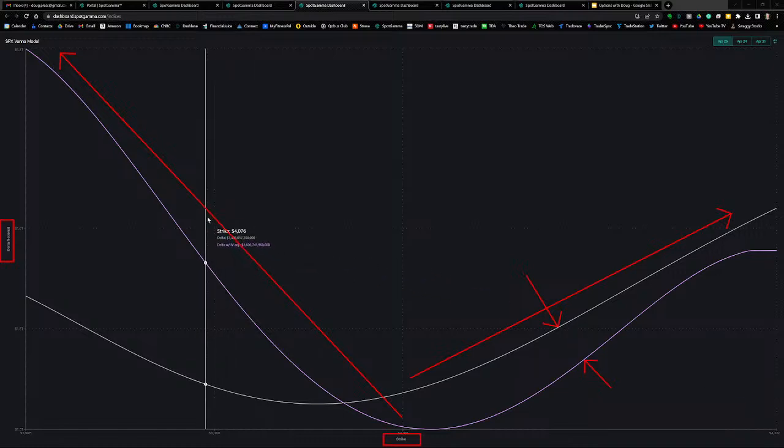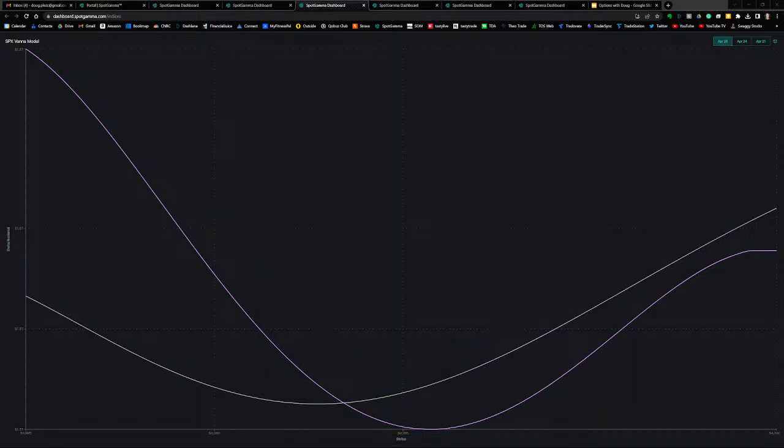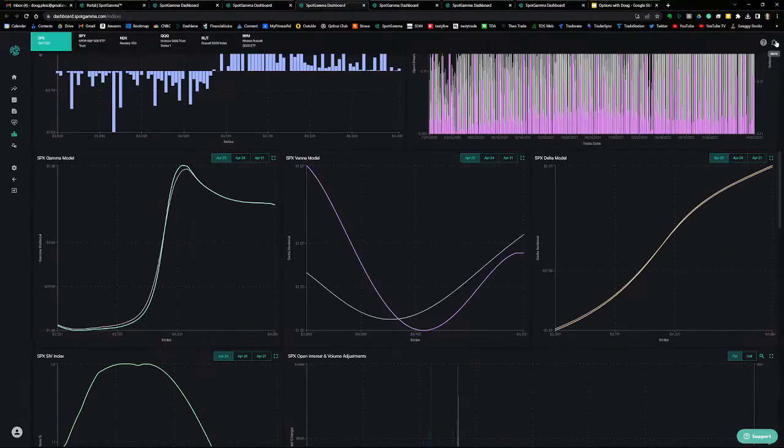Right now, the price for SPX is around 4080, right around where I'm holding my cursor. So definitely on this portion of the gamma curve or the Vanna model. All right, let's take a look at some data now.